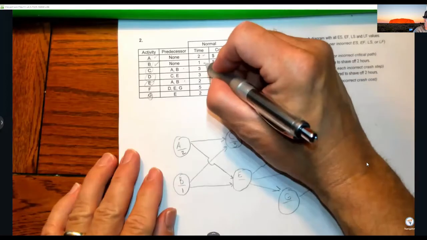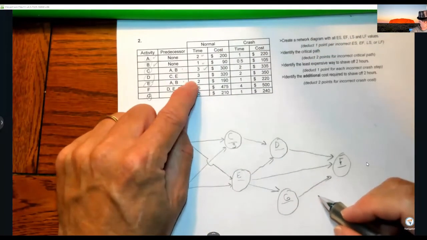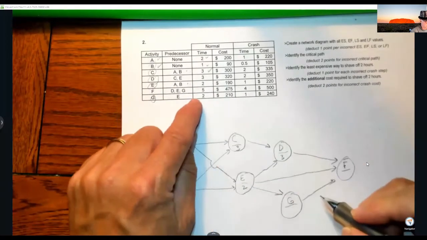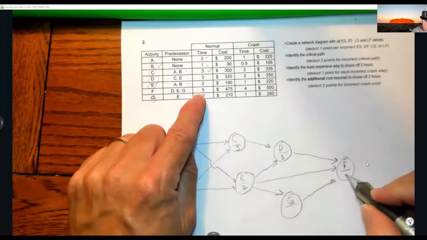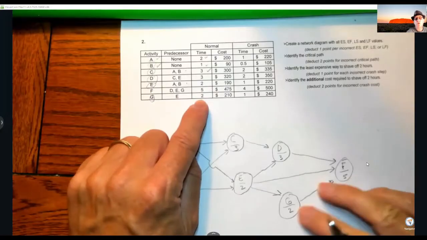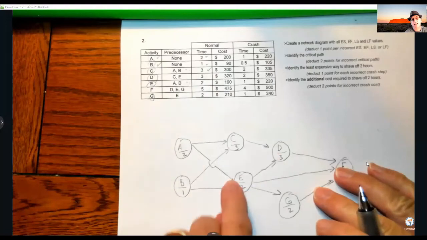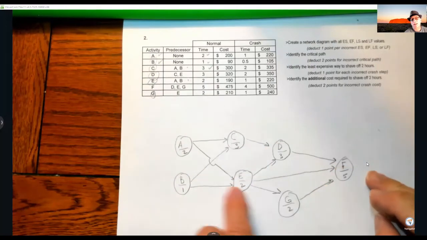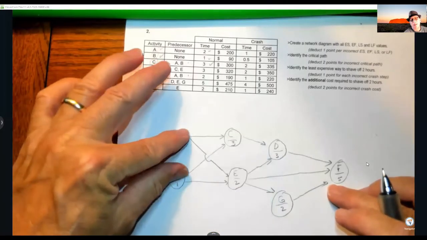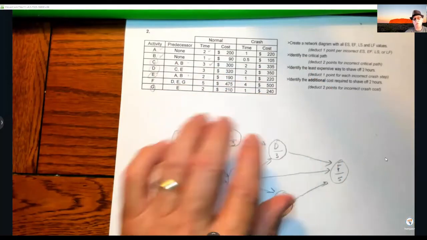D and E: D is 3, E is 2. F is 5, and G is 2. Now there's a tricky part, right? You could have switched those around, because see, I go A, B, C, E, D is after E, F is before G. So don't think that it has to go A, B, C, D, E, F, G. It doesn't have to go that way. It can go a whole different way altogether.